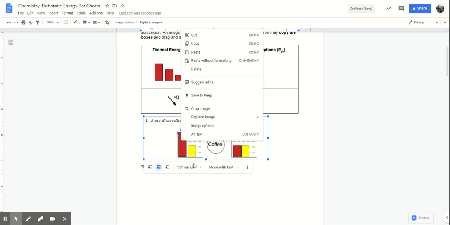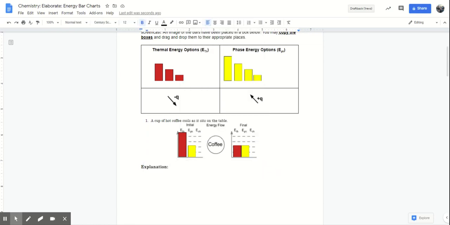Okay. So what I'm going to do then is I am going to write my explanation, but I'm going to write my explanation after I talk about my energy flow. So what's happening? My thermal energy. So I'm going from 4, 5, 6 bars. So I'm going from 6 bars. So we can say initial has 6Q. We'll just call it Q for right now. And final has 4Q.